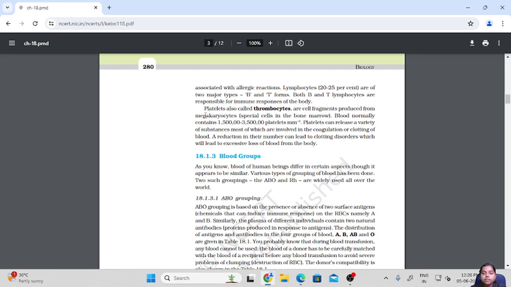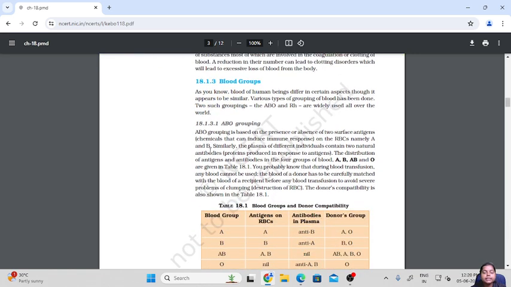Okay, they are cell fragments which are produced from megakaryocytes. These are the special cells which are found in the bone marrow. Blood normally contains 1,50,000 to 3,50,000 platelets per millimeter cube. These platelets can release a variety of substances, most of which are involved in the coagulation of the blood. A reduction in their number can lead to clotting disorders. In that case, the blood flow will not stop, and that can lead to lethal effects on the human body.